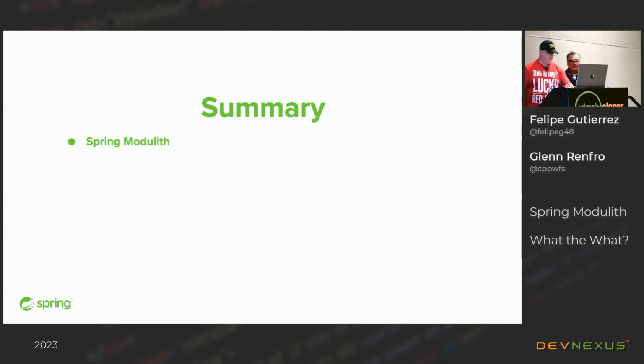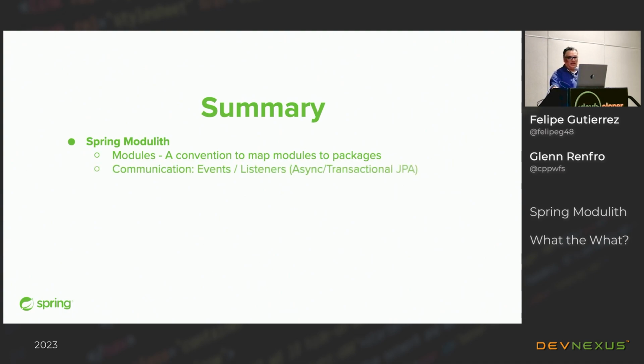Yes. So very good. So remember what Glenn was telling us about Spring Modulith is that first of all we have this convention: map modules to packages, right? So that's part of the main idea of Spring Modulith. And in this case, remember, we are talking about modules today. Now, the communication between each module will be through event listeners and events. And something that you get out of the box will be this transactional JPA. So you have that stored for further research if you want.